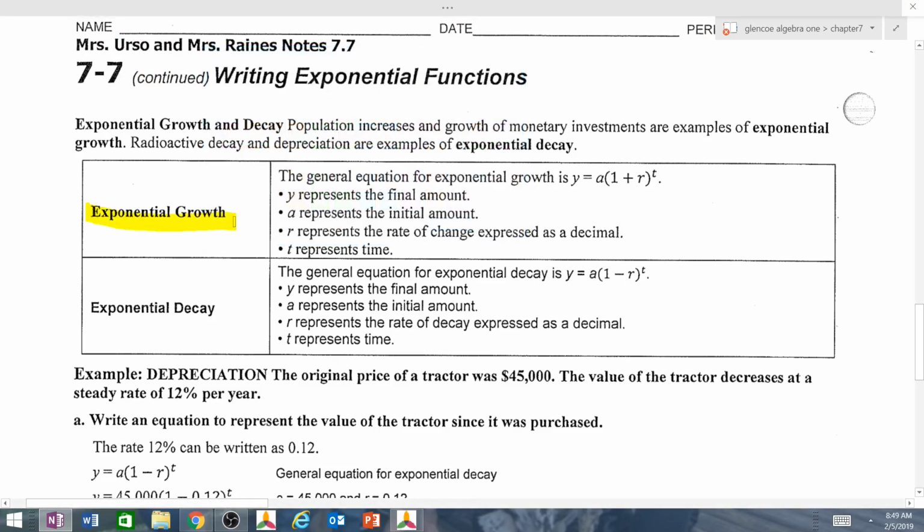An exponential growth formula, again, is y equals a times 1 plus r to the t, or y equals c times 1 plus r to the t. They both mean the same thing. It depends on which math author you read. And it is explaining each part of the formula. That y is the final amount, a or c is the initial amount, r is the rate of change, and you have to change it to a decimal, and t is the time in years. Now we're going to look at exponential decay. The only difference is instead of it being 1 plus r to the power of t, it's 1 minus r to the power of t.